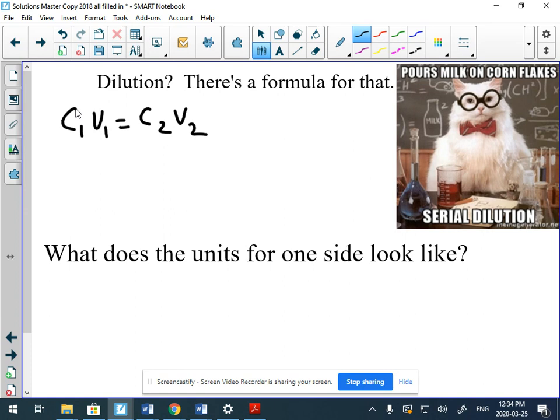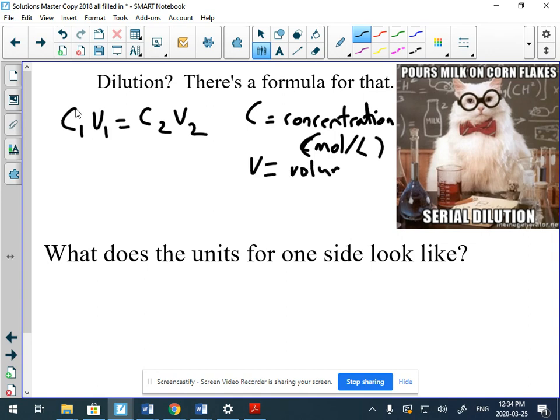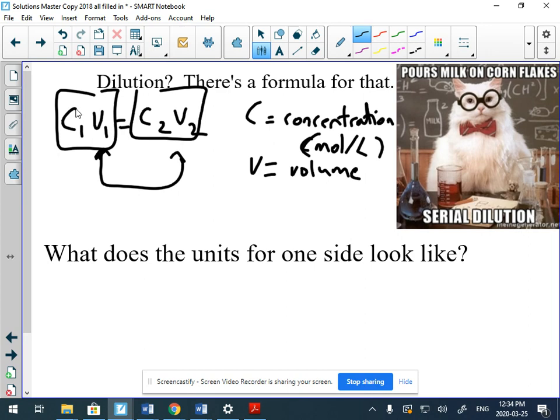C stands for concentration, which is measured in moles per liter, and V stands for volume, which is measured in whatever. But you have to make sure your volume units on both sides are the same, like scale, right? Like if you've got milliliters on one side, they've got to be milliliters on the other. Okay. So you could have moles per liter and milliliters. That just means you need moles per liter and milliliters on that side.